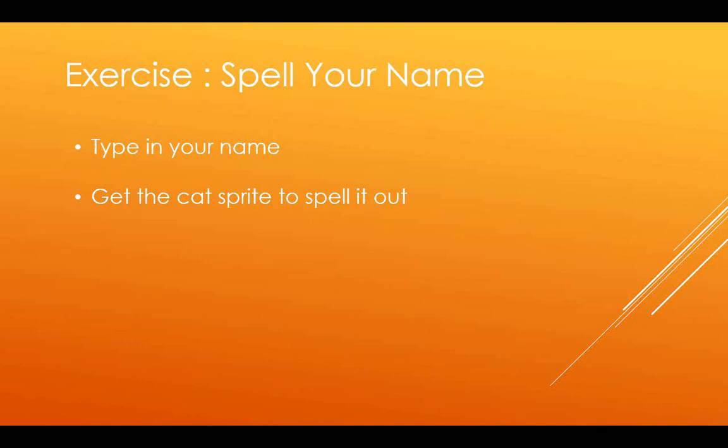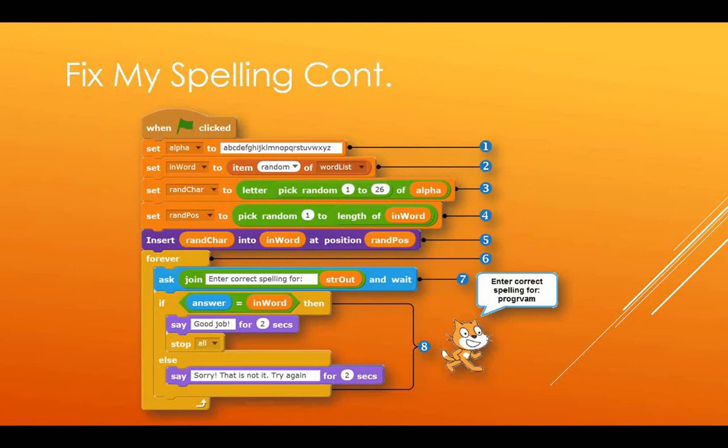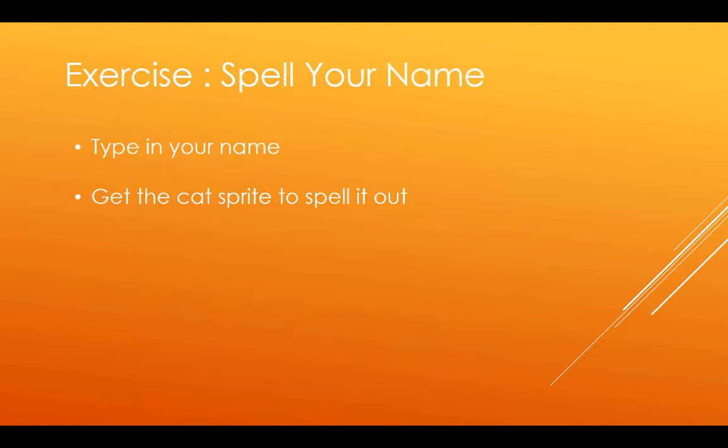Alright, so now you have an exercise to complete. Using the blocks that we've covered so far, you're going to ask the user to enter a name, store it in an answer, then you're going to loop through it character by character and get the cat to say your name.